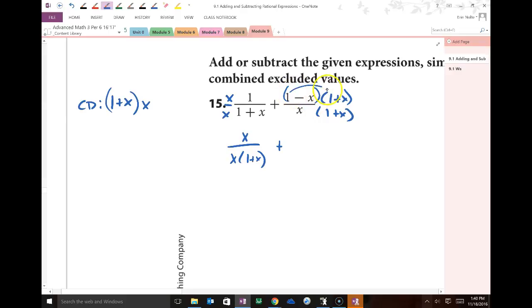So what's 1 times 1? 1. What's 1 times x? What's negative x times 1? And what's negative x times x? Negative x squared. What's my bottom? Should be the common denominator, right?